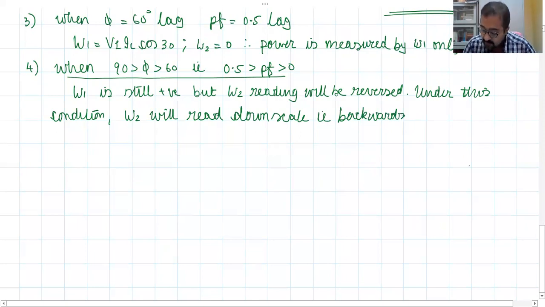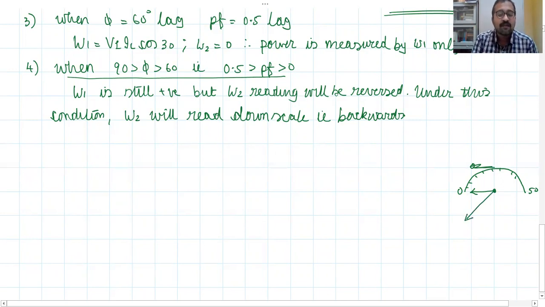What do you mean by that? For example, suppose this is your wattmeter. It starts from 0 and suppose it goes up to 50. This is the scale. When the load power factor lies between 60 degrees and 90 degrees, we expect the pointer to move on the positive side, to the right of 0. But what happens is that the meter will deflect to the left side of 0, where there are no scale markings. That is what is called a downscale reading.